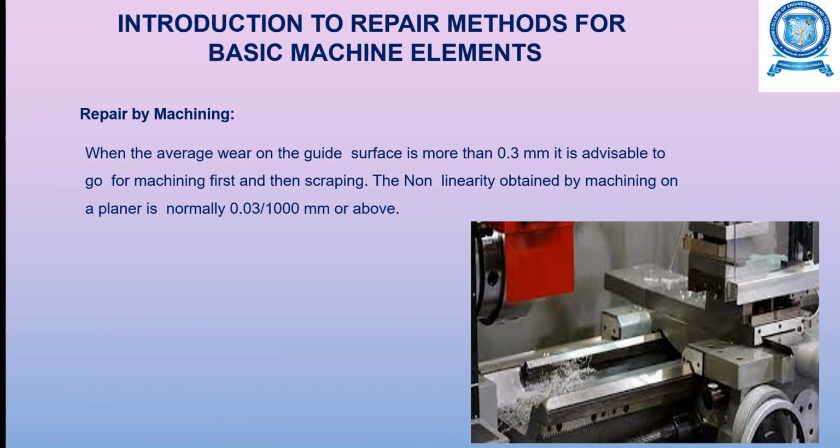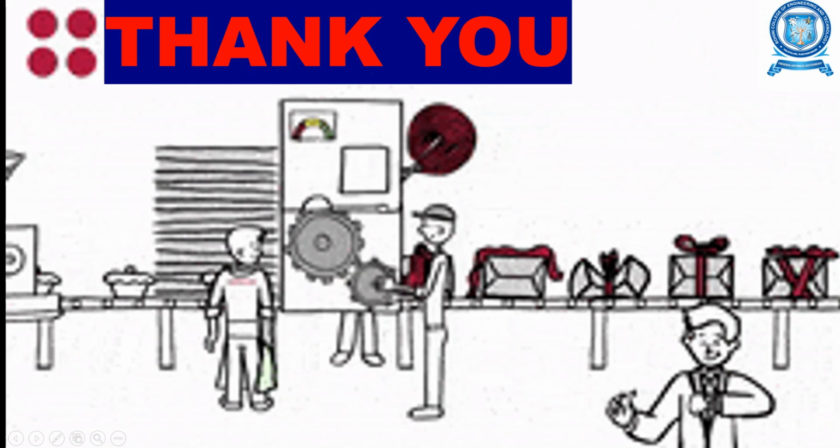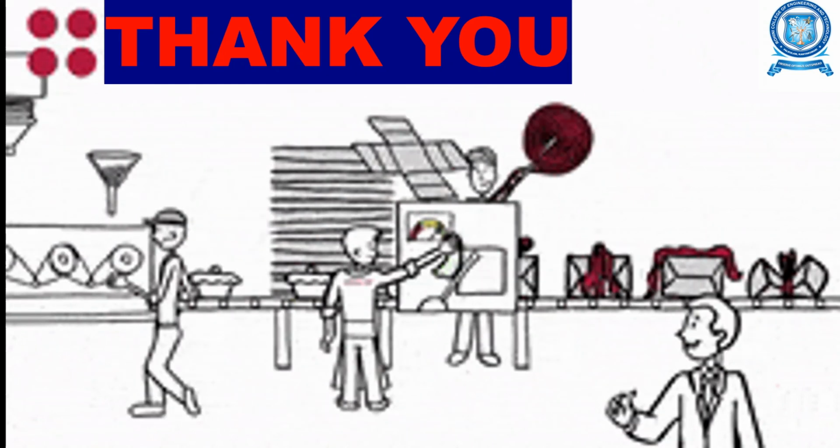And repair by machining. Normally when the average wear on the machine element surface is more than 0.3 mm, it is advisable to go for machining first before performing the scrapping operation. The non-linearity obtained by machining on a planer is normally 0.03 divided by 1000 mm or above. So with this we come to an end of this video session.